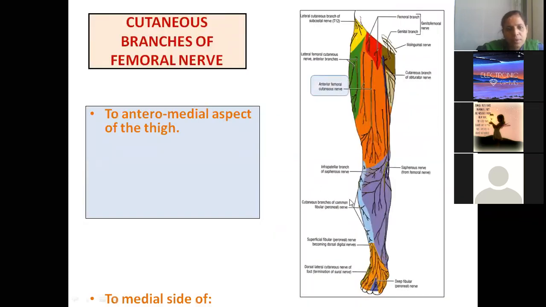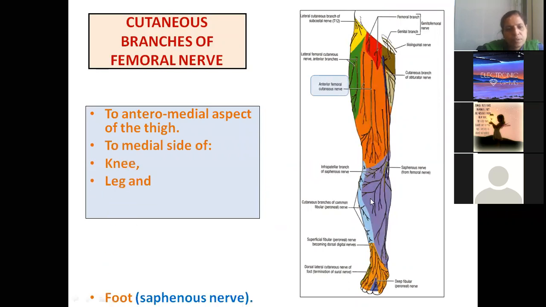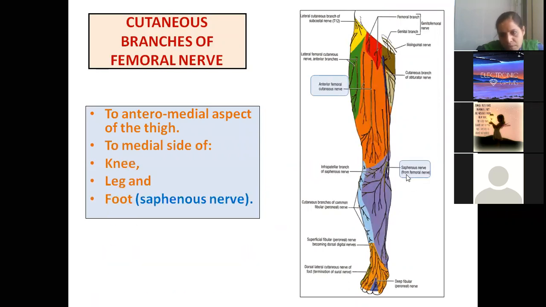You can see the distribution of this saphenous nerve, which is shown in violet color. This one is the femoral nerve anterior division. It has the anterior femoral cutaneous and intermediate femoral cutaneous, isn't it? This is the orange area. The lateral femoral cutaneous nerve comes as a separate nerve from the lumbar plexus, and it is supplied in this area. The violet area is all saphenous nerve.